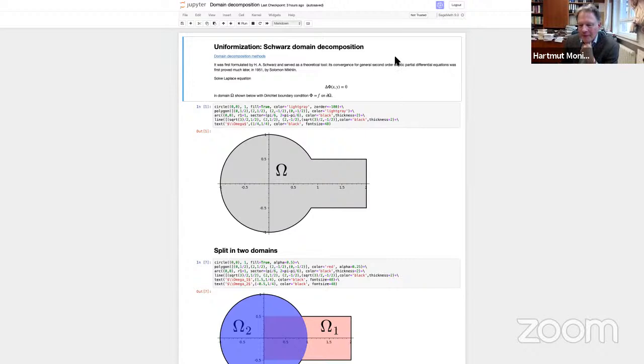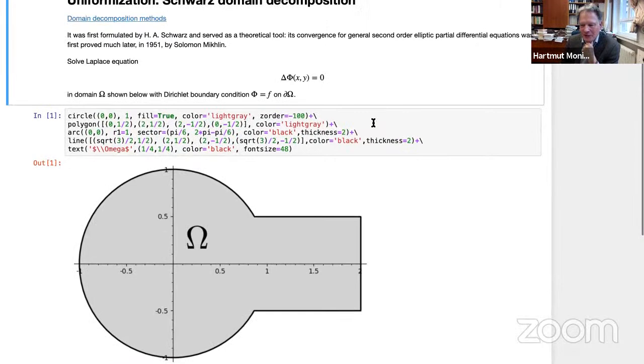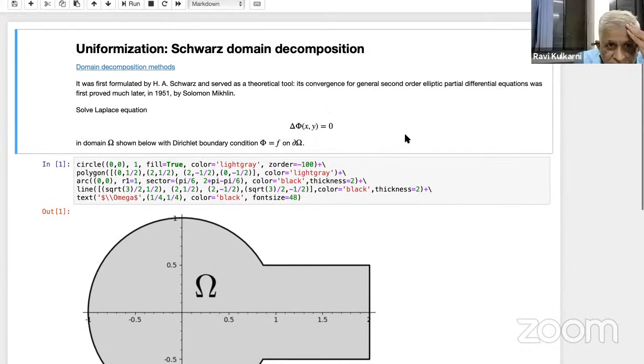Okay. Let me explain to you. Is this good? Is this readable? Yes, this is fine.